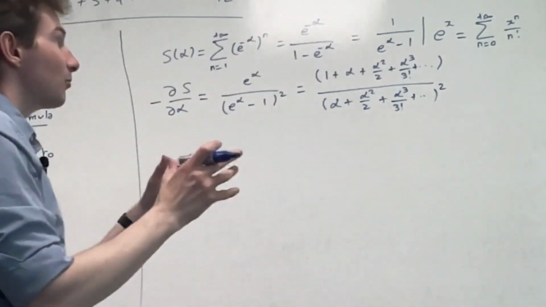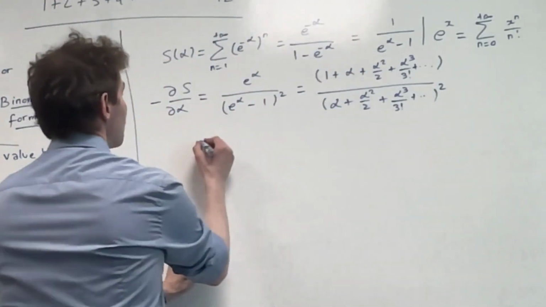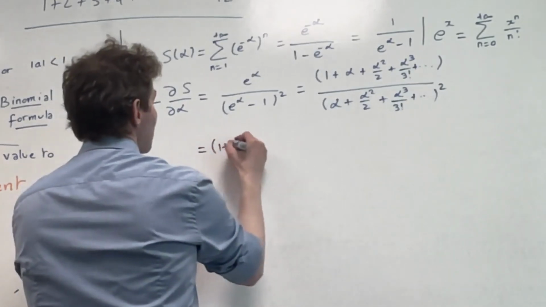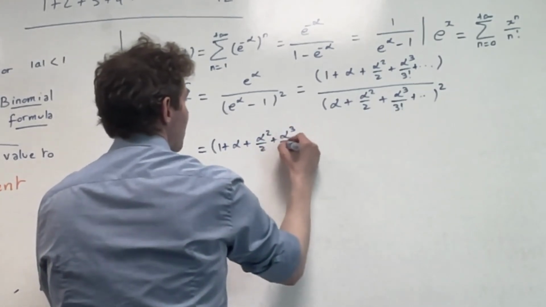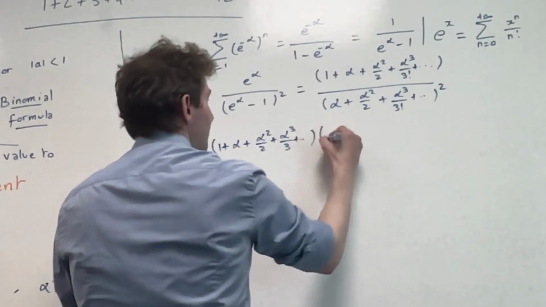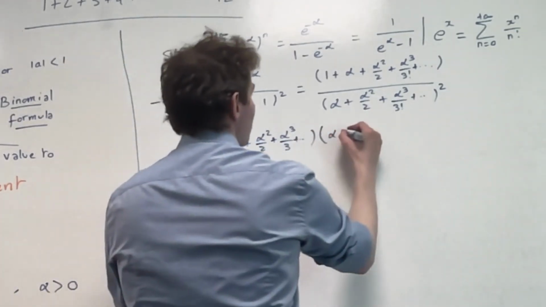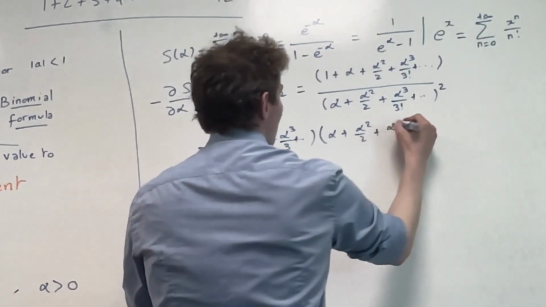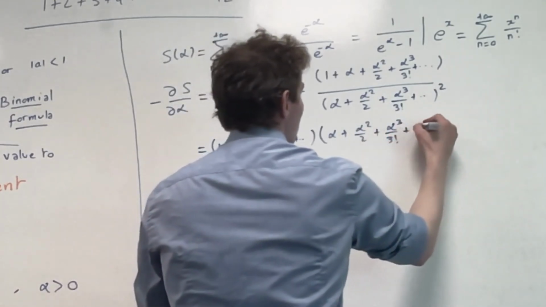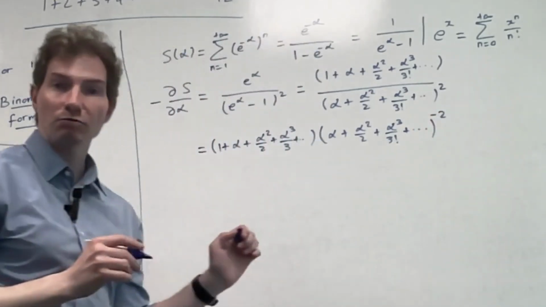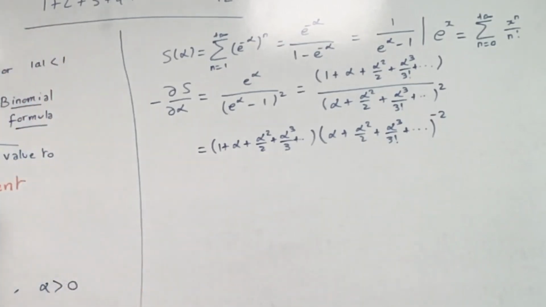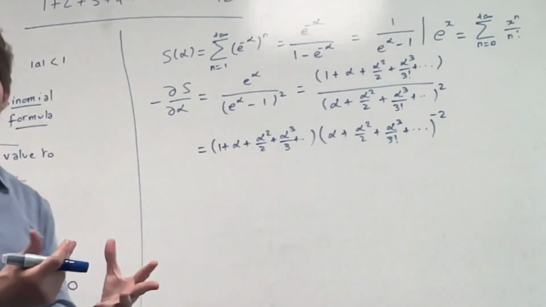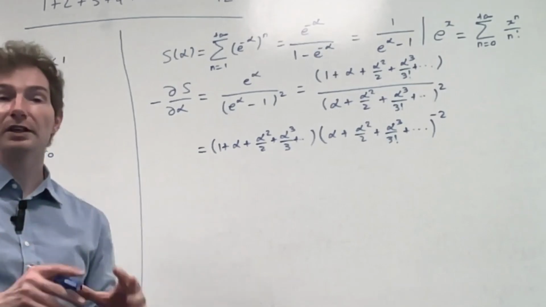Now I'm going to write this in a different manner. I'm going to write this as 1 plus alpha plus alpha squared over 2 plus alpha cubed over 3 factorial, and then here I'm going to write alpha plus alpha squared over 2 plus alpha cubed over 3 factorial to the power minus 2. Now, what I want to do afterwards is use that particular expression. This expression works for integers, and I'm going to admit an extension of this formula afterwards.